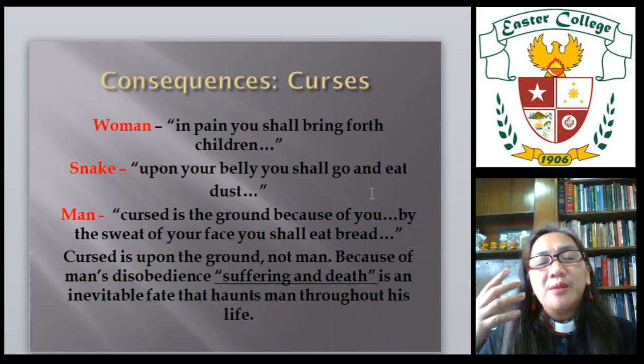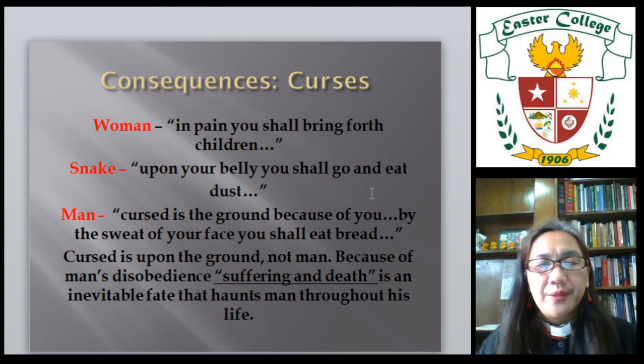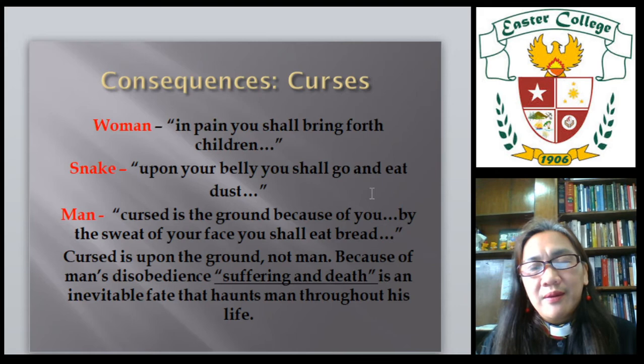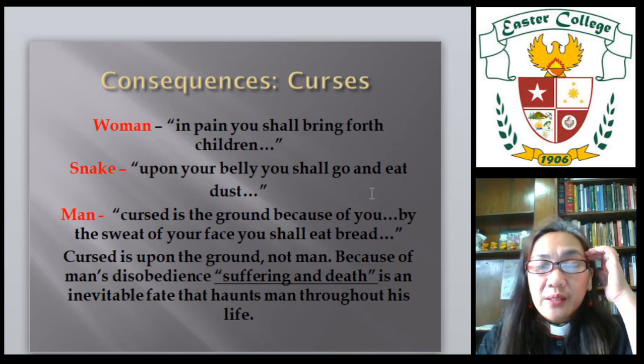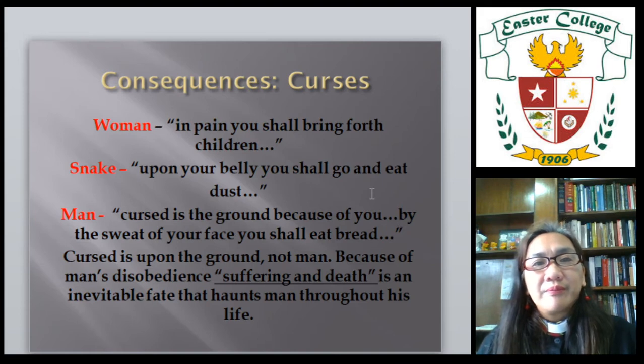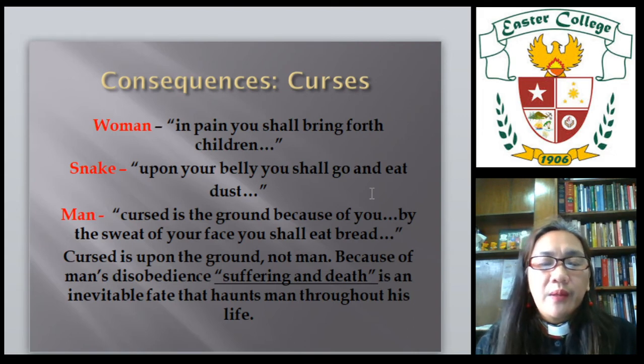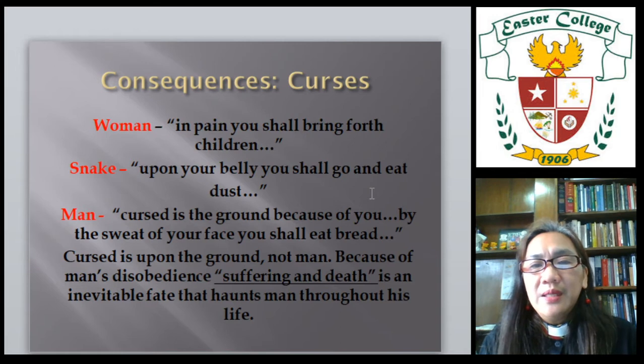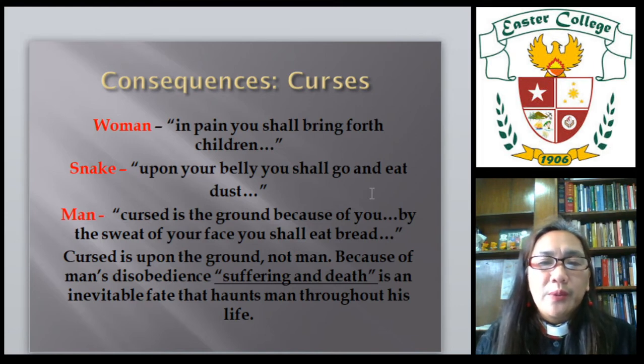So, God gave them instruction not to do a particular thing, not to eat from the tree. But somehow, they listened to the snake. And, ayun na nga, kumain sila. So, there is a consequence for their action. And yun nga, meron silang individual. Each of them, the woman, the snake, and the man, received the curses. Okay? Ang nakalagay is curses or the equivalent of their disobedience. So for the woman, it is the birth pangs. In pain, you shall bring forth children. So, ayun. That would explain why when a woman gives birth, she would experience what we call the birth pangs.